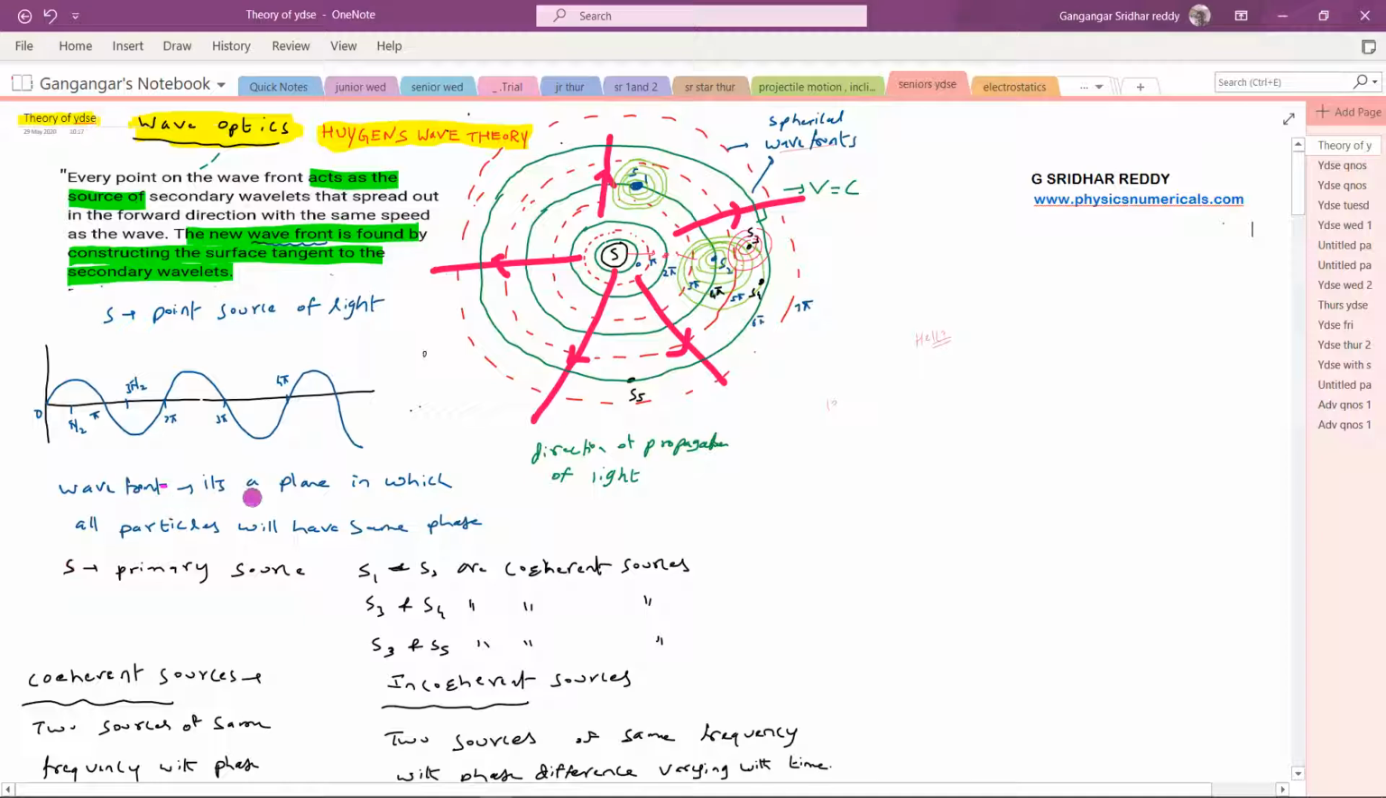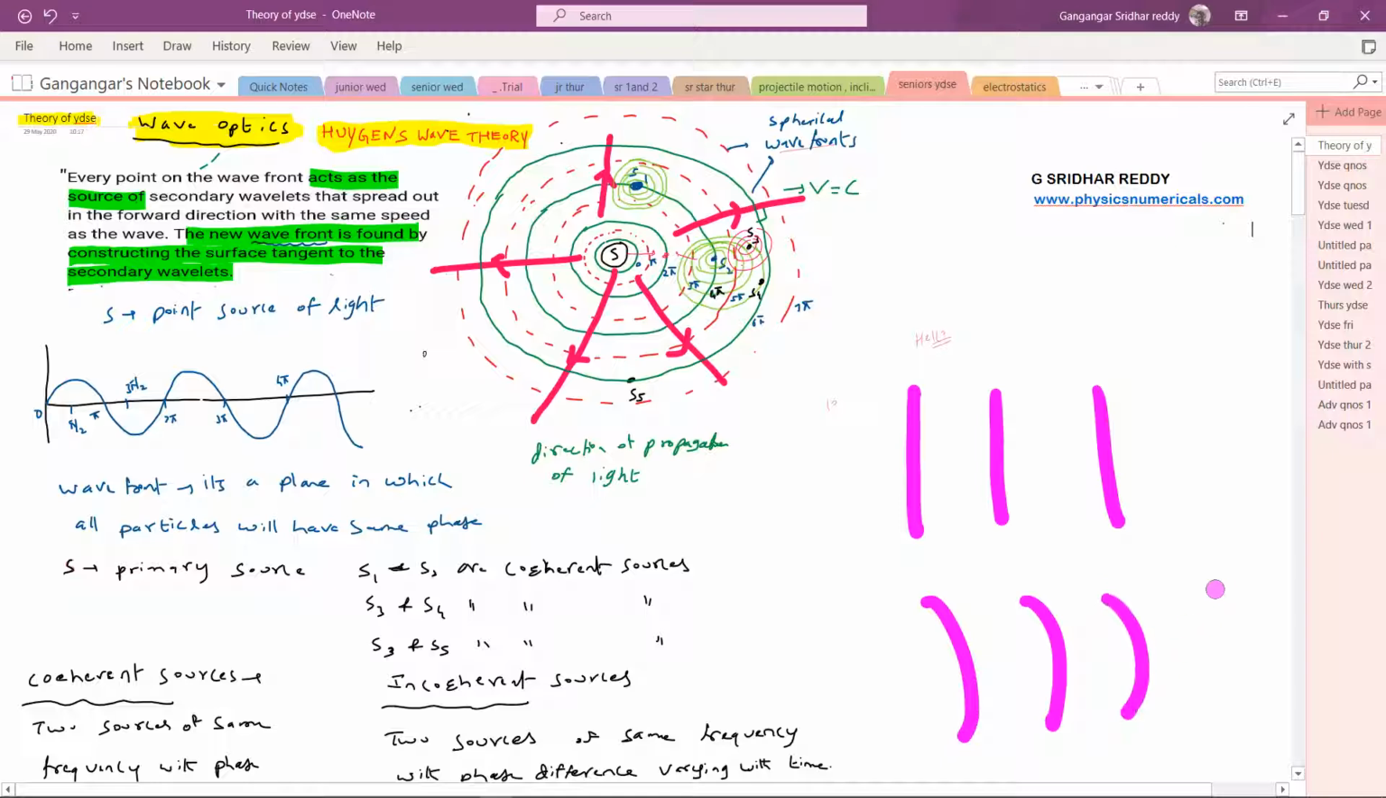So what do you mean by a wavefront? It's a plane in which all particles have the same phase. The wavefront can be spherical. Due to a point source, the wavefront will be spherical. These are the wavefronts. If the source is far away, then the wavefront will be a plane wavefront. It can be like this. The wavefront can be spherical, or it can be cylindrical.